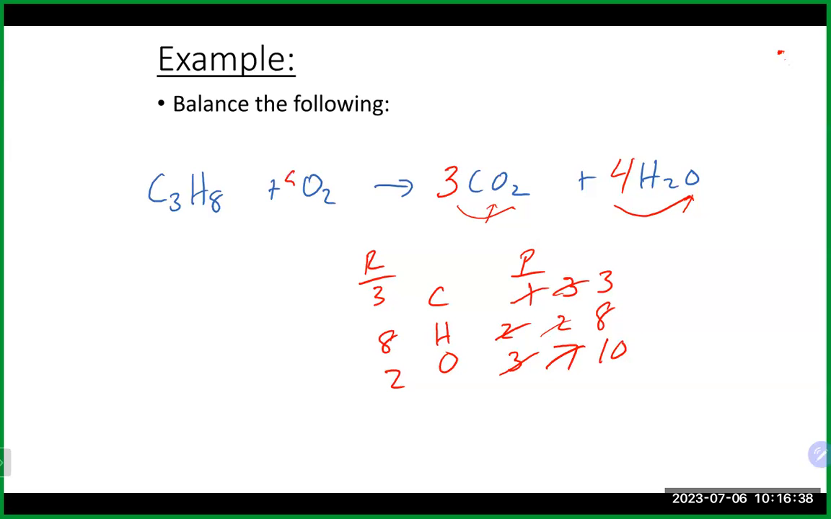So to fix that, we can now go to the left-hand side. Gives us 10 oxygens, still 8, and still 3. And now we are balanced. Any questions on that one there?